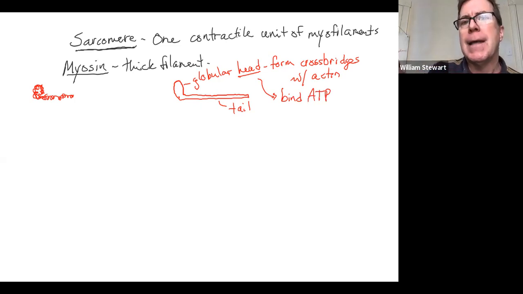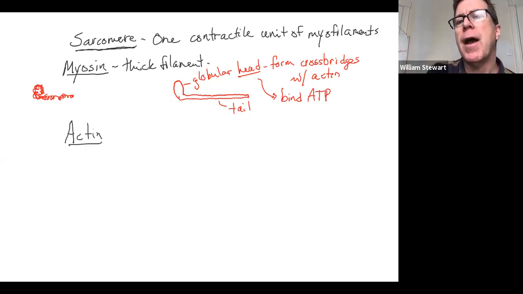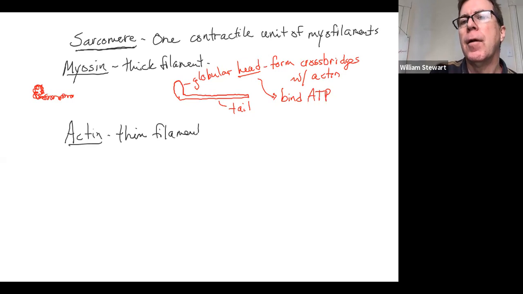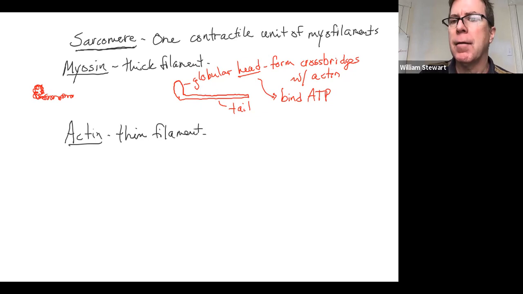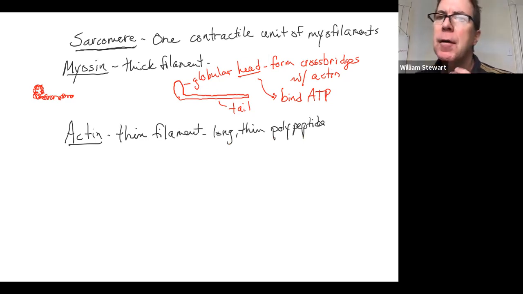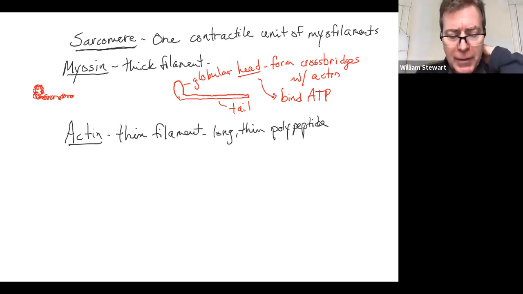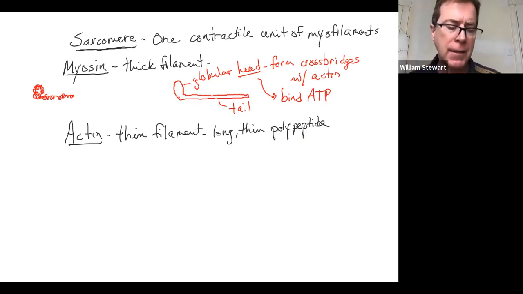Next term is actin. Let's just describe what actin really is. We've already identified it as the thin filament. Actin is basically just a long, skinny polypeptide chain. I'm just going to write long, thin polypeptide. Technically, it's considered a protein. Long polypeptide chains become proteins when they take on secondary structure.